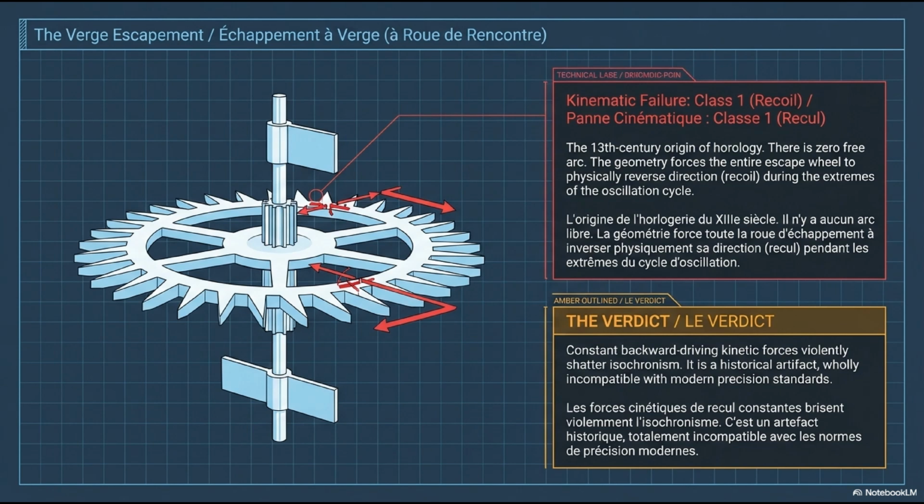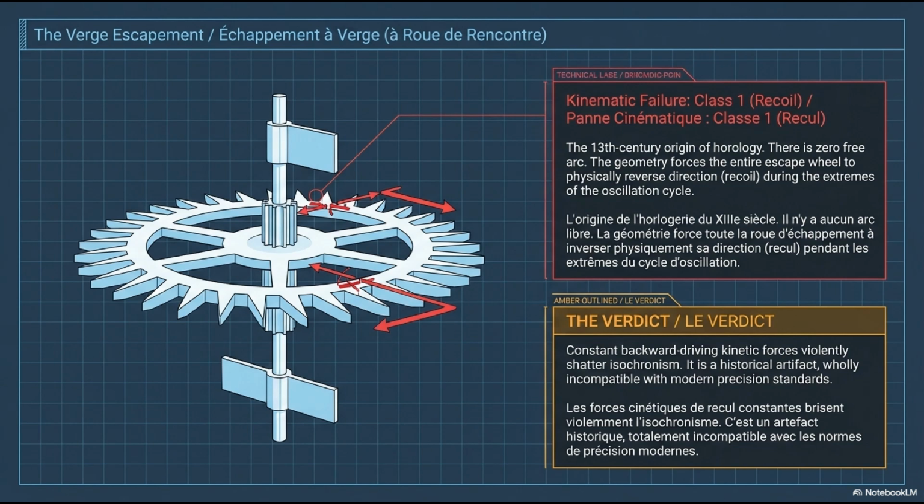Two flat metal plates, the pallets or flags, are mounted on the verge at approximately 90 degrees to each other. Each flag catches teeth on opposite sides of the crown wheel as it rotates. Operation: a crown wheel tooth strikes the upper flag and pushes it, rotating the verge and balance. The balance continues swinging until the lower flag engages a tooth on the other side of the crown wheel, stopping it, momentarily driving it backward under the balance's kinetic energy, then receiving impulse in the return direction.